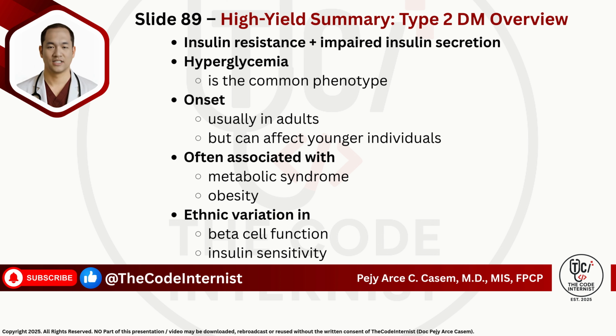Type 2 diabetes is mainly caused by two problems. The body doesn't respond well to insulin, called insulin resistance, and the pancreas can't make enough of it. Most people with this condition have high blood sugar levels, and many are overweight or have metabolic issues. Depending on ethnicity, some people may develop it earlier and at a lower BMI.